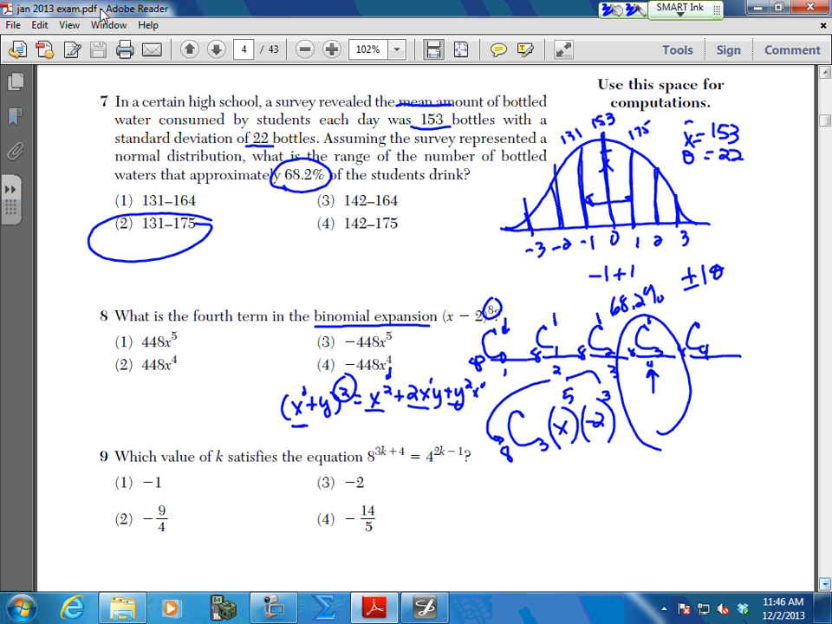Now this part you can put in your calculator. X to the 5th. This part you can put in your calculator. And then just multiply them out. Don't put the x in your calculator though. And that becomes your choice 3.